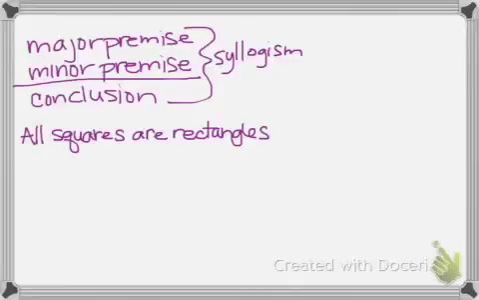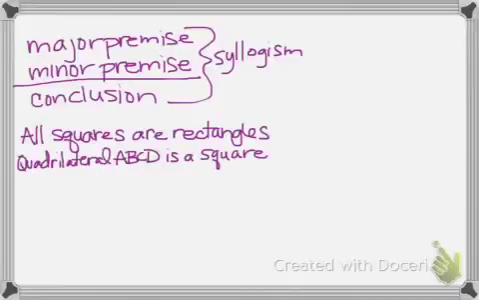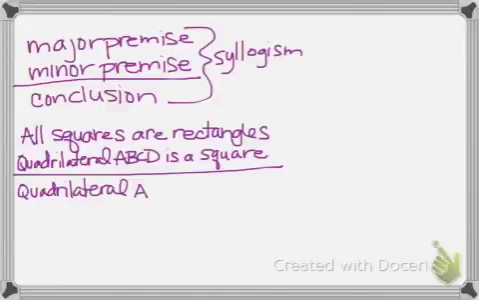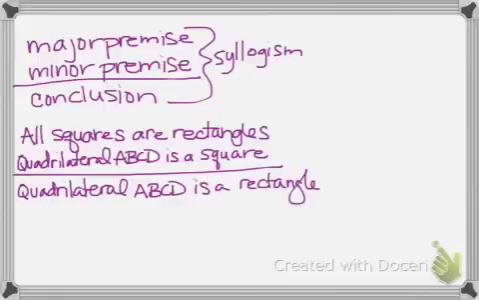All squares are rectangles. Quadrilateral ABCD is a square, and so quadrilateral ABCD is a rectangle. The major premise is that all squares are rectangles. The minor premise is that quadrilateral ABCD is a square. And you can conclude, since all squares are rectangles, that ABCD is a rectangle.